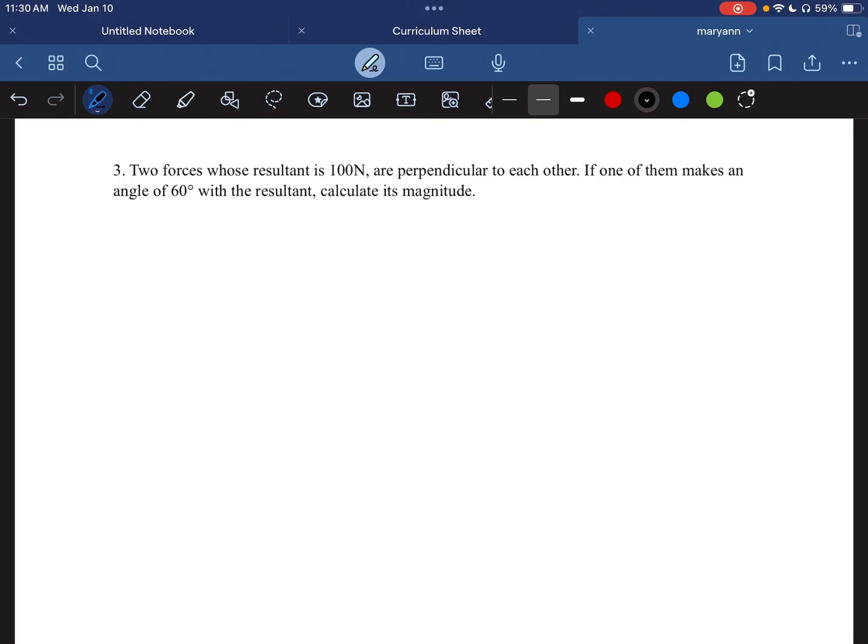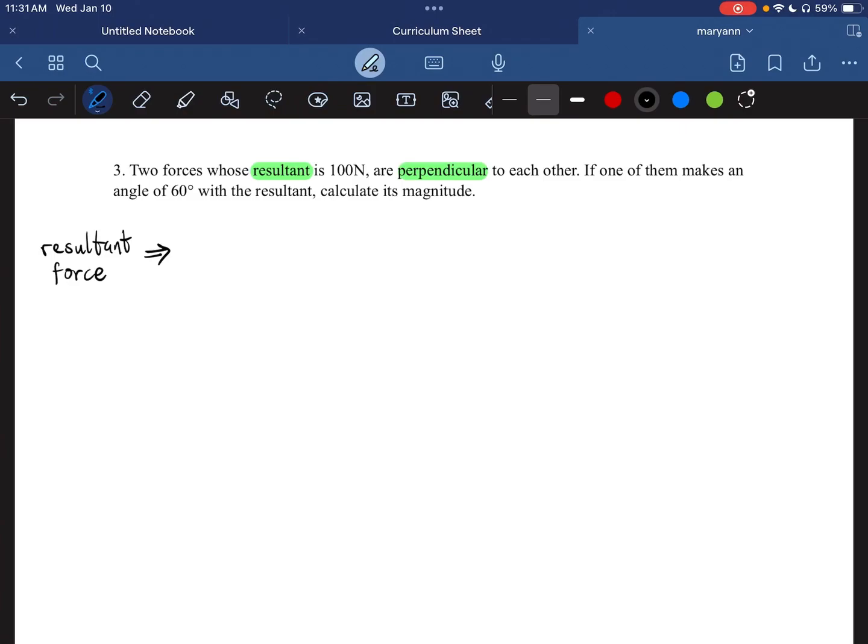Now let's just look at the first sentence in the question, which says two forces whose resultant is 100 newtons are perpendicular to each other. What do these two words mean? Resultant. Resultant force, resultant vector. What does it mean when we say this is a resultant force?